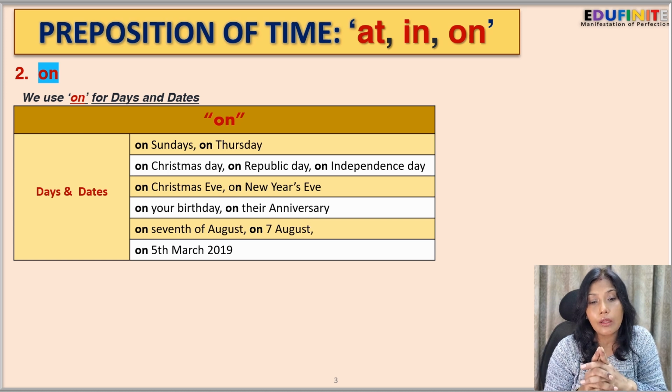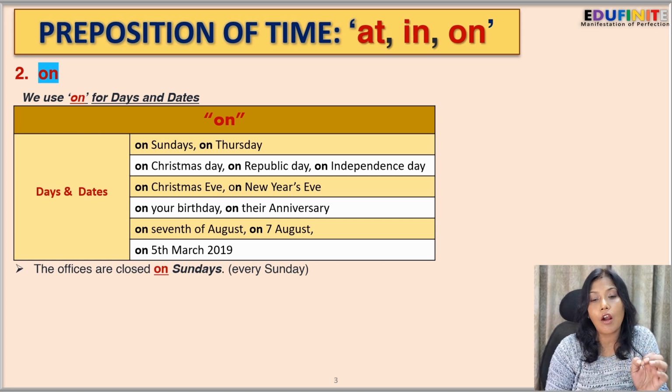On 7th, now we are focusing on the dates. On 7th of August, so that's a particular date. On 7th of August, or on 7, we write the numerical 7 and August. Then on 5th of March, on 5th March 2019. So this is how we use the preposition of time on, and let's look into some of the sentences to understand it better.